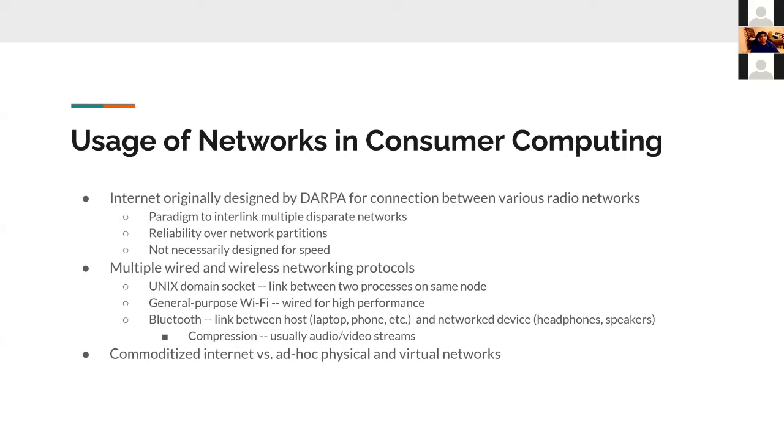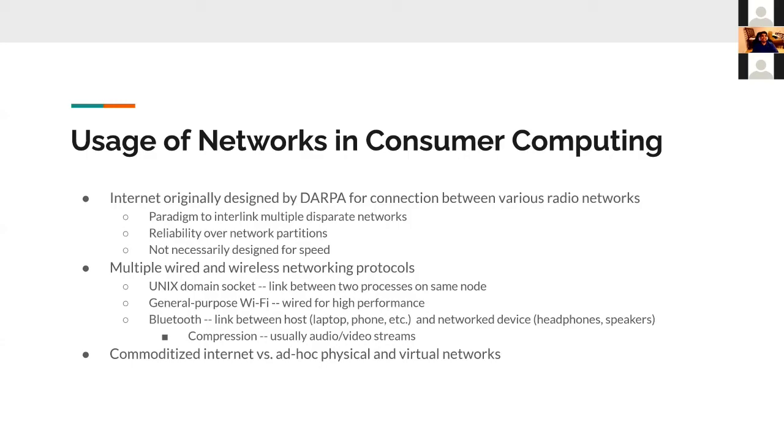So we have multiple different protocols for wired and wireless networking, right? At the most foundational level, we have what's called a Unix domain socket. If you're on Linux and you want one process to talk to another at really high speeds, with those two processes being on the same node, the same computer, you would use the Unix domain socket. At that point, it gives it to you really, really fast.